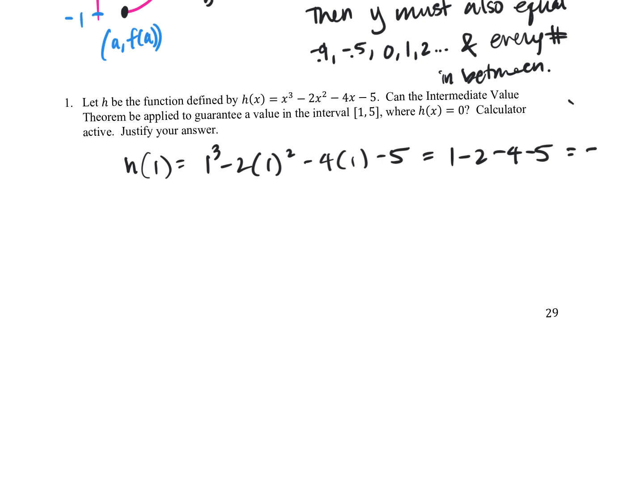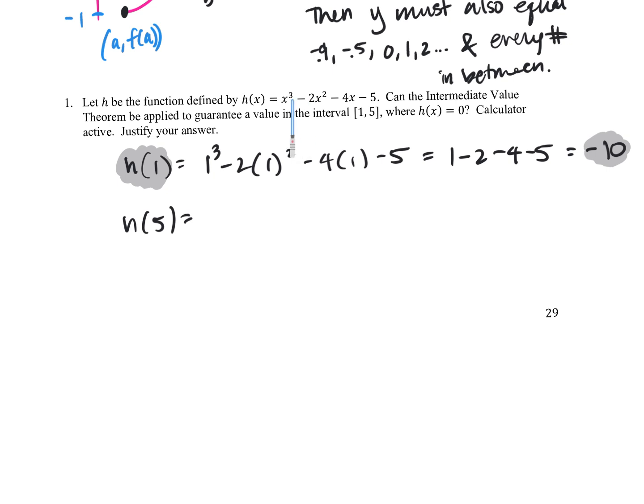Negative. I'll wait. Negative 10. Thanks. So h of 1 is negative 10. At the one endpoint, when x is 1, my y is negative 10. At the other endpoint, h of 5.